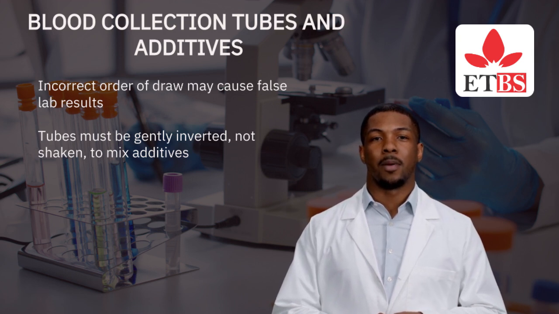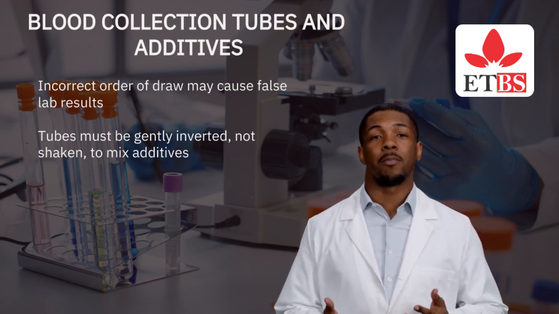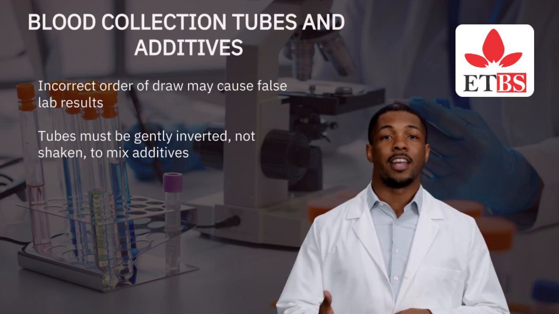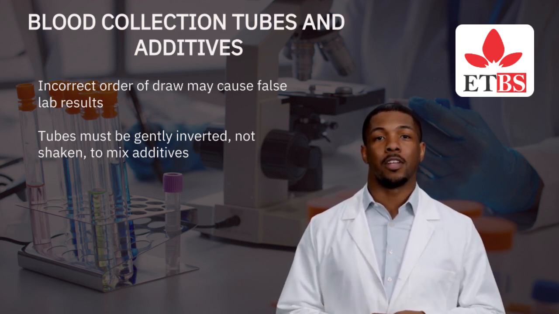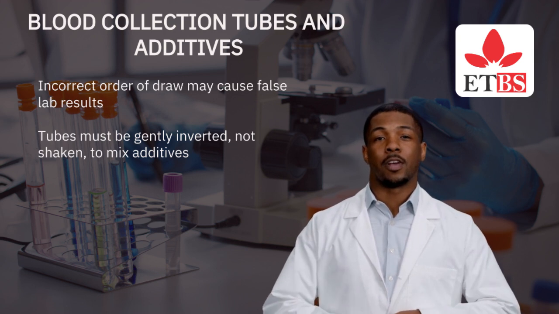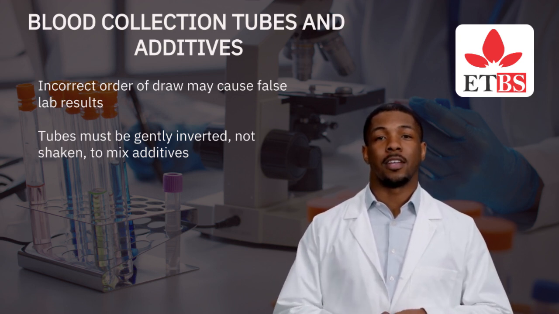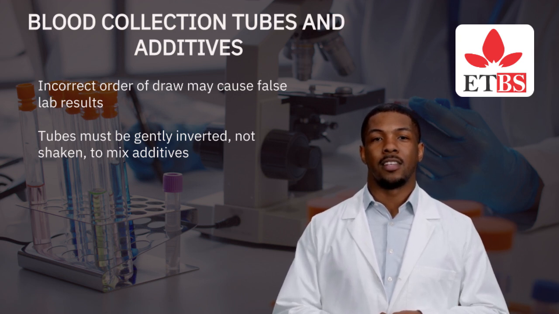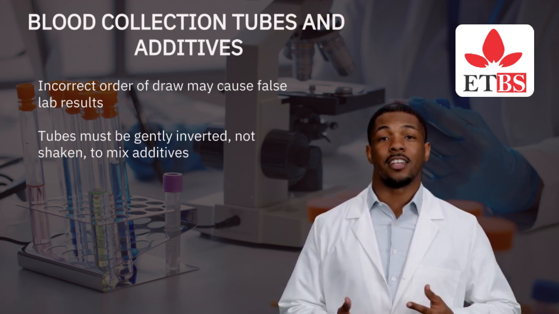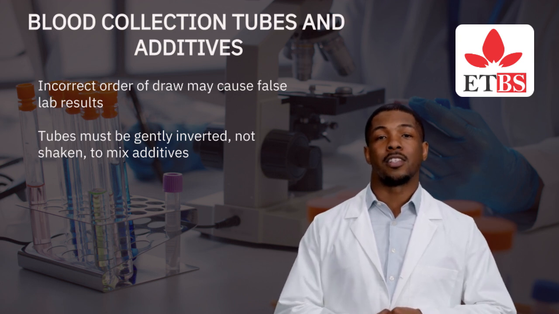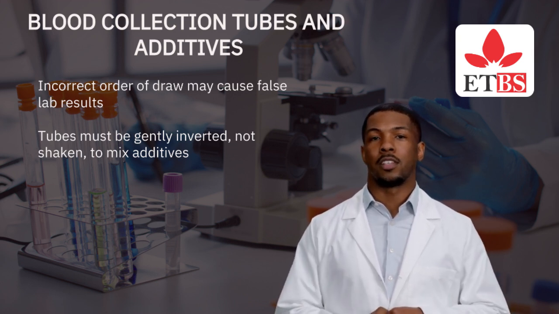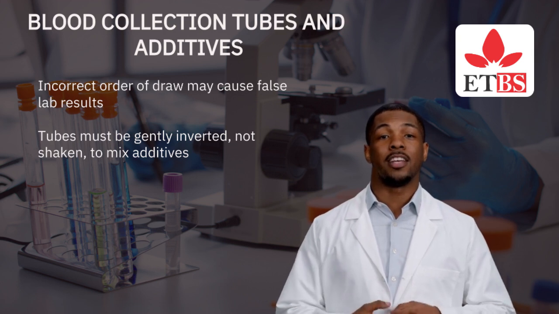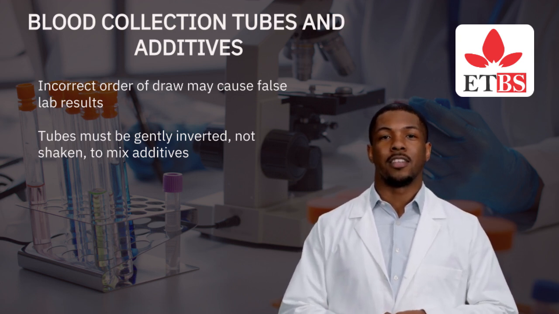Yellow, SPS, blood culture, 8-10 inversions. Light blue, sodium citrate, coagulation, PT, APTT, 3-4 inversions. Red, no additive, serum, chemistry, serology, 5 inversions. Gold, SST, gel separator, serum, chemistry, 5 inversions. Green, heparin, plasma chemistry, 8-10 inversions. Lavender, EDTA, hematology, CBC, ESR, 8-10 inversions. Gray, sodium fluoride, glucose, lactate, 8-10 inversions. Key concepts: incorrect order of draw may cause false lab results. Tubes must be gently inverted, not shaken, to mix additives.